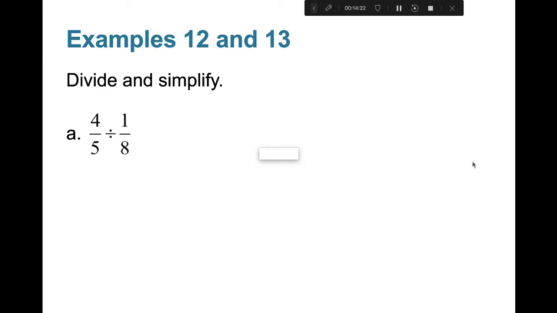So our first example is 4/5 divided by 1/8. If I'm going to divide that, I need to do what? Flip 1/8 to 8/1. I can look and see if there is anything I can cross cancel at this point. Is there anything I can cross cancel? Nope. So I multiply that out and I end up with 32/5.